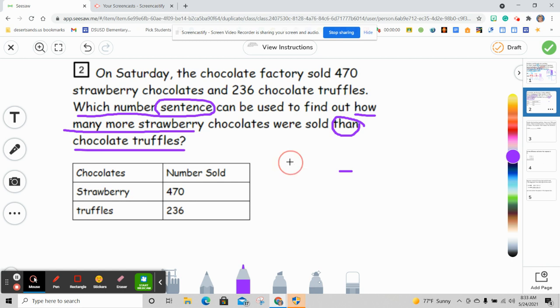It's 470. We say 470. Then that's the word than, chocolate truffles. So we go to the truffles and 236. 236. And then equals. Now it says which number sentence. I do not have to solve it. There you're going to have several number sentences to choose from, but basically the one that you're going to be looking for is this number sentence because that's what the answer is.